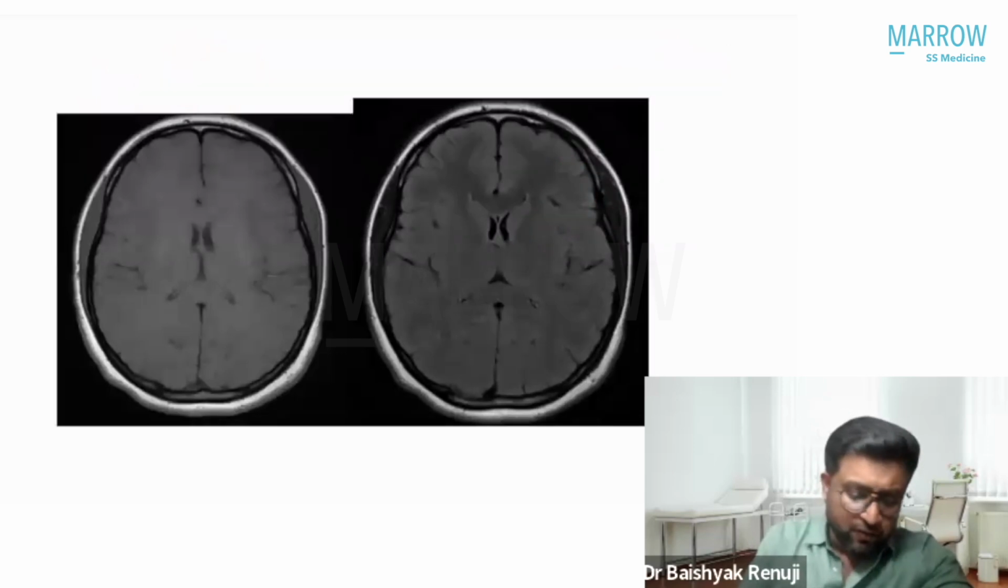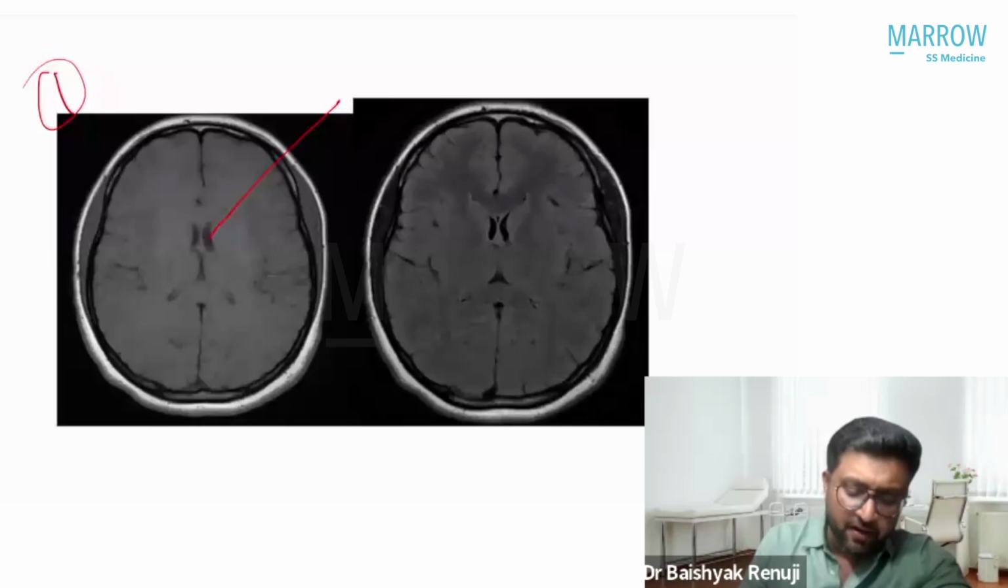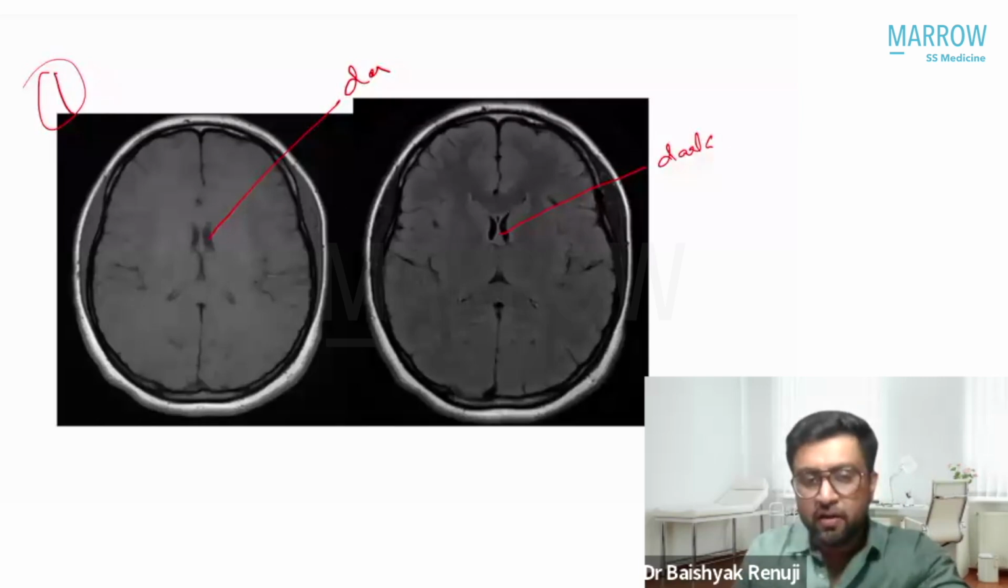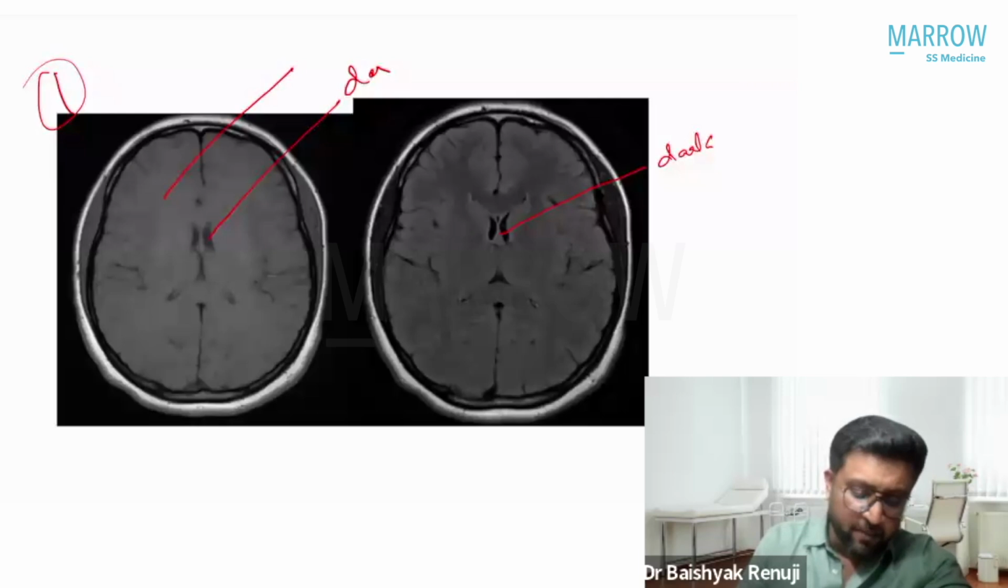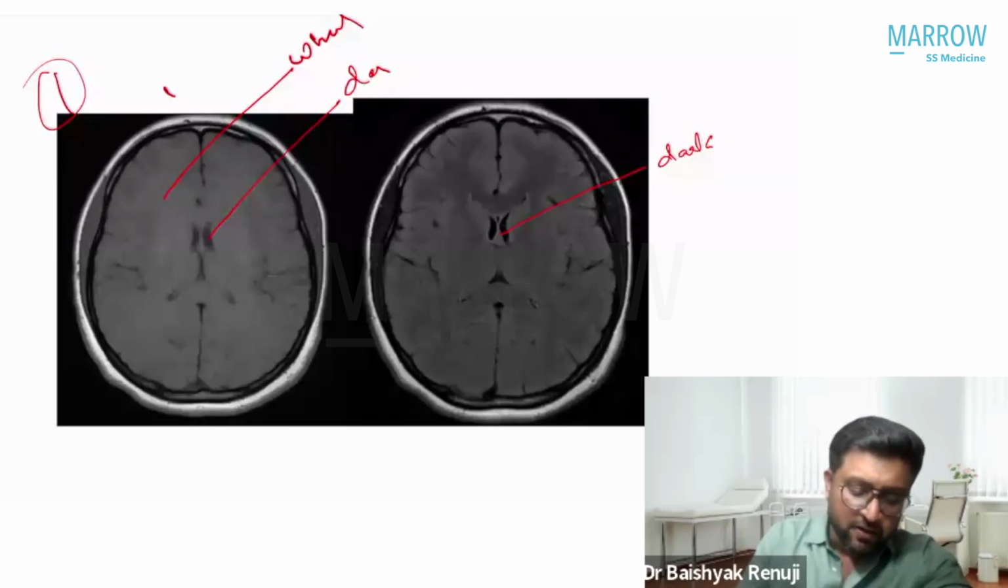So what do you see on this one? First one, here you see the CSF. CSF is dark. Here also CSF is dark. You may have a tendency to label both as T1 if you have no idea about the white matter. See, the white matter is white in color. So white matter white, CSF dark, that is T1.